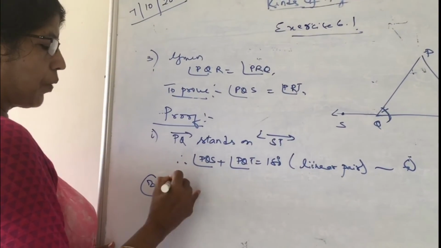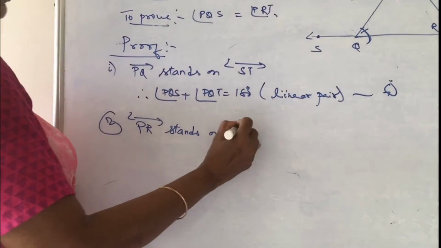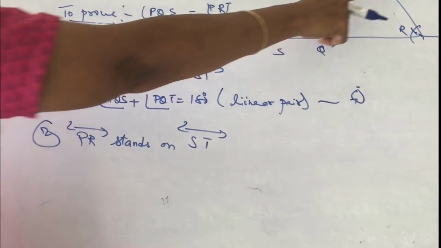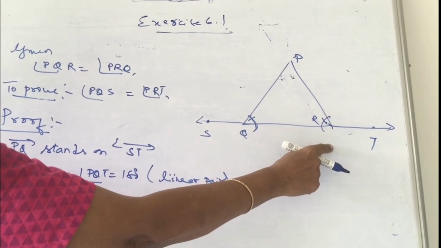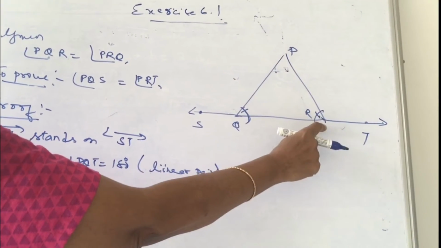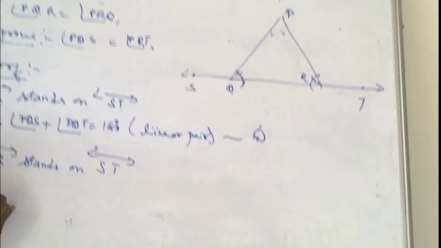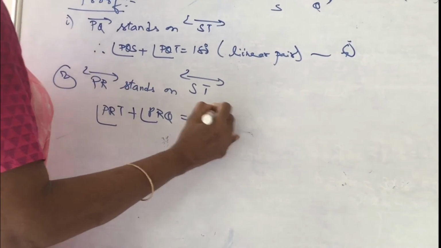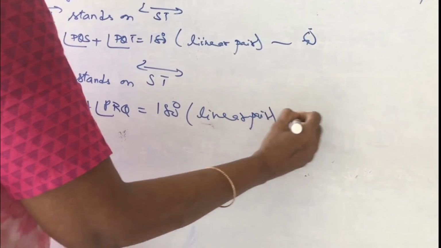2. What is PR? It is a ray. The ray stands on which line? The ray stands on the line ST. This ray PR is making two angles. What are those two angles, children? Angle PRT, angle PRQ. Angle PRT plus angle PRQ is equal to 180 degrees. The reason is linear pair. Equation 2.